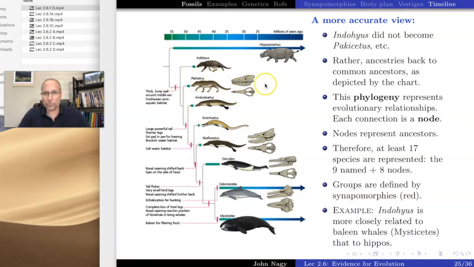We're looking at time going from left to right, and we see modern species go all the way to the end. Many of them went extinct. That's what these things are when we find their fossils. This is how they're represented. And they have common ancestors.